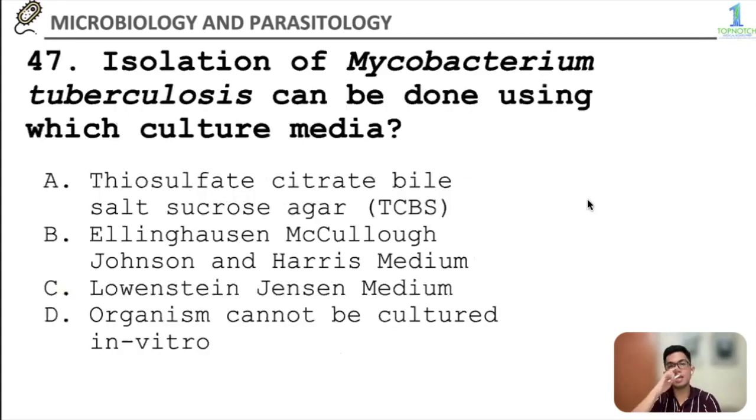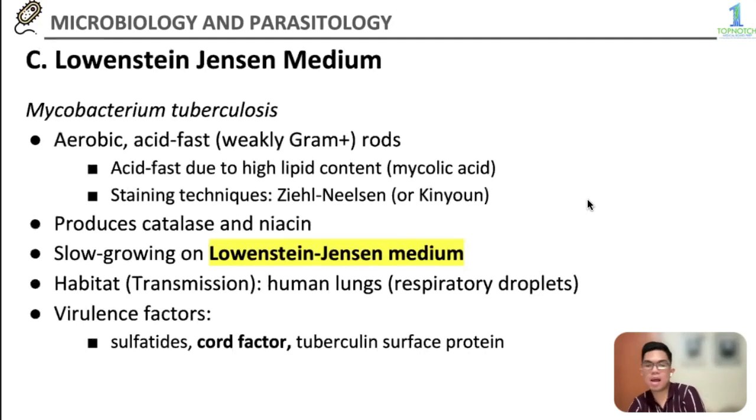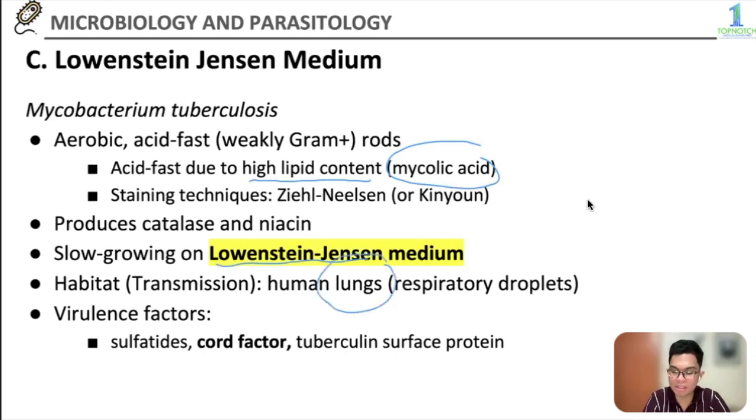Okay? Next, MTB, tuberculosis, what's the culture medium of choice? That's your LJ medium. Okay? So alam na natin, kilala natin si MTB. So it's aerobic, acid-fast, but it's also weakly gram-positive. So why is it acid-fast? There's a high lipid content with the mycolic acid and other lipids. So it's stained using the Ziehl-Neelsen technique or the Kinyoun technique. So LJ medium, yung kanyang culture material, and its natural habitat is our lungs kasi aerobic siya, and is transmitted via respiratory droplets or aerosolized droplets as well.